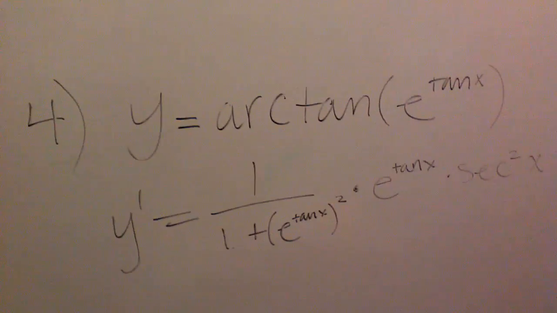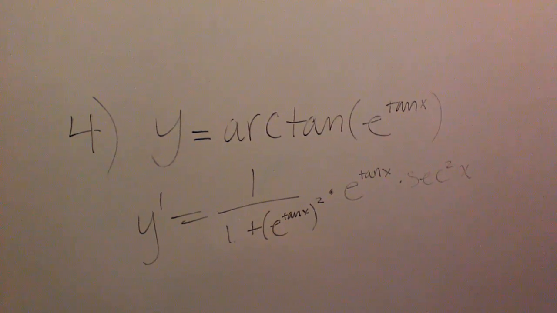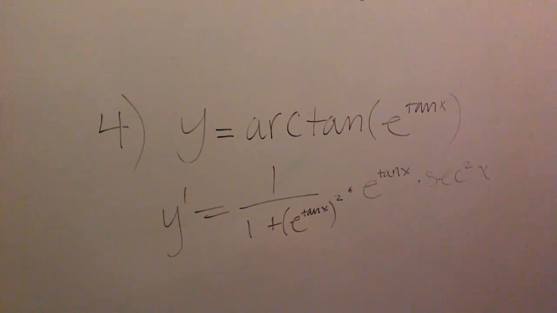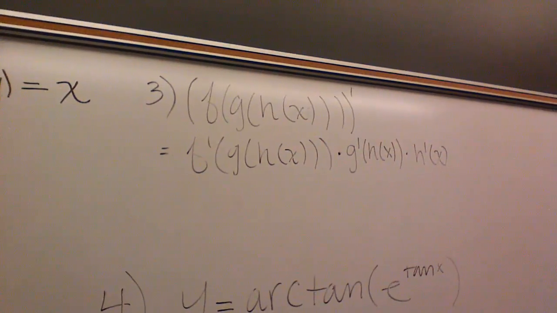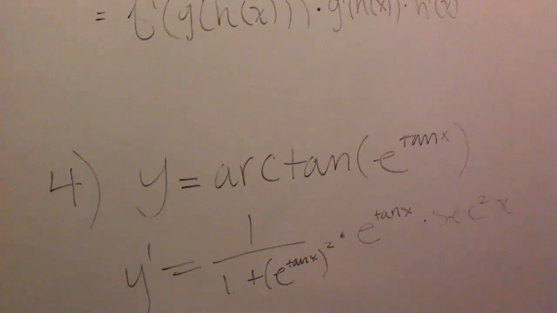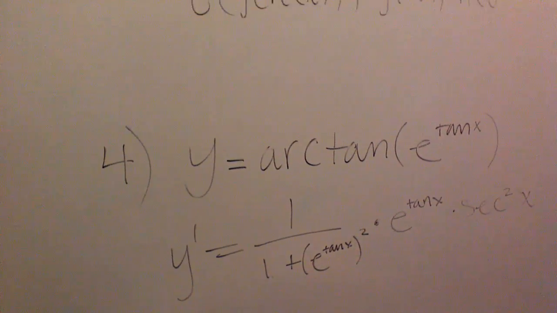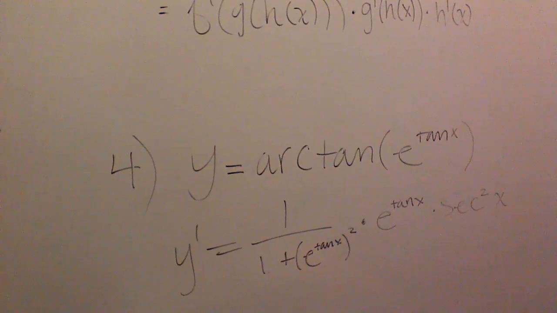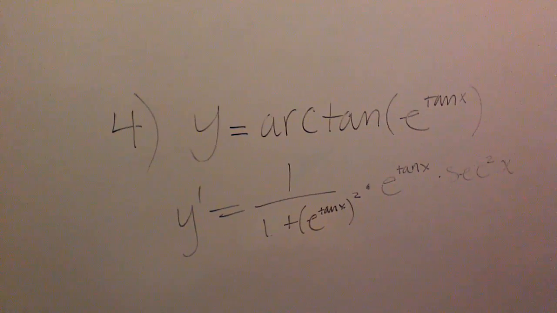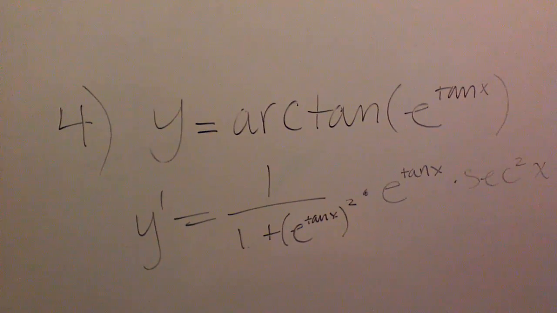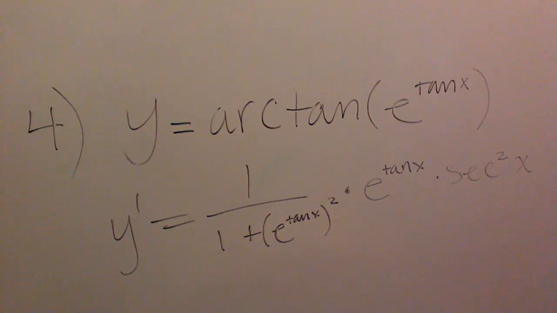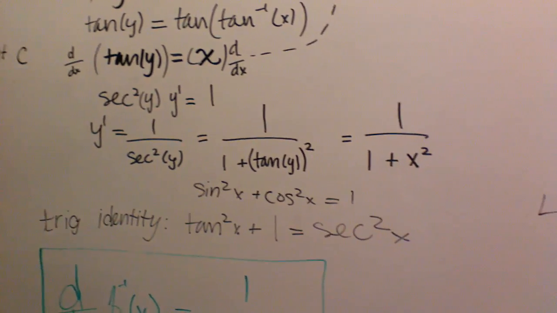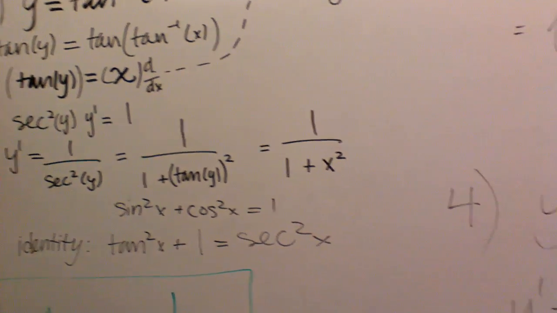And so our last problem is y equals arctangent of e to the tangent x. And this is an example of that. So your f of x is arctangent x, and then your g of x is e to the x, and then your h of x is tangent x. So the first layer, we just proved the derivative of arctangent in problem number 2, which is 1 over 1 plus x squared.